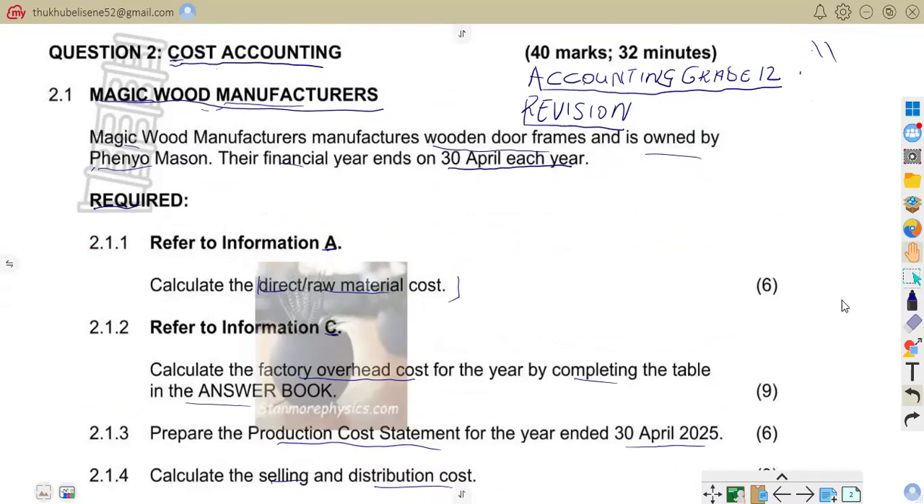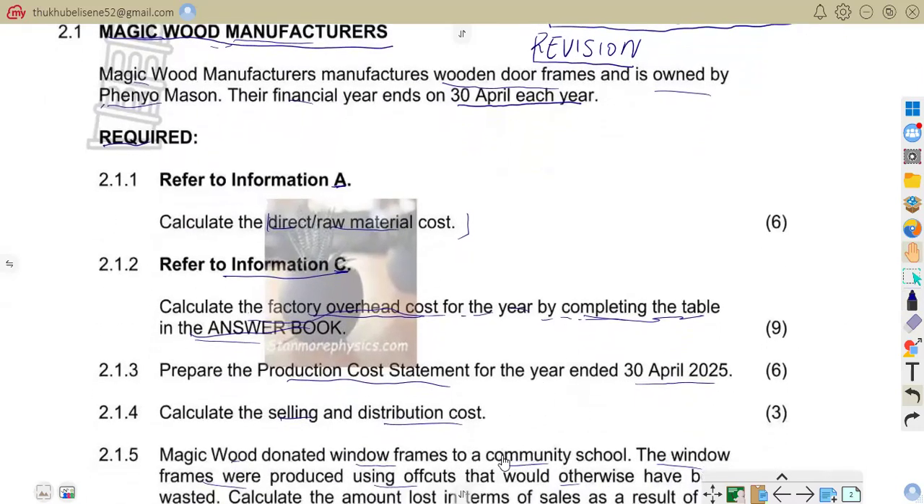So 2.12 says refer to information C, whereby now we're going to calculate the factory overhead cost for the year ended by completing the table in the answer book. So there is an answer book that we're going to complete. First, we are going to do the calculations before we can even go to the answer book.